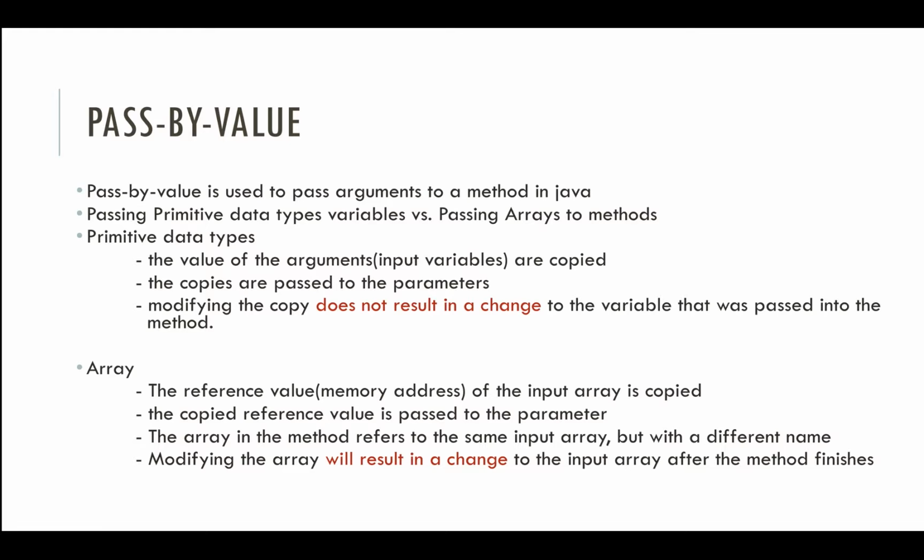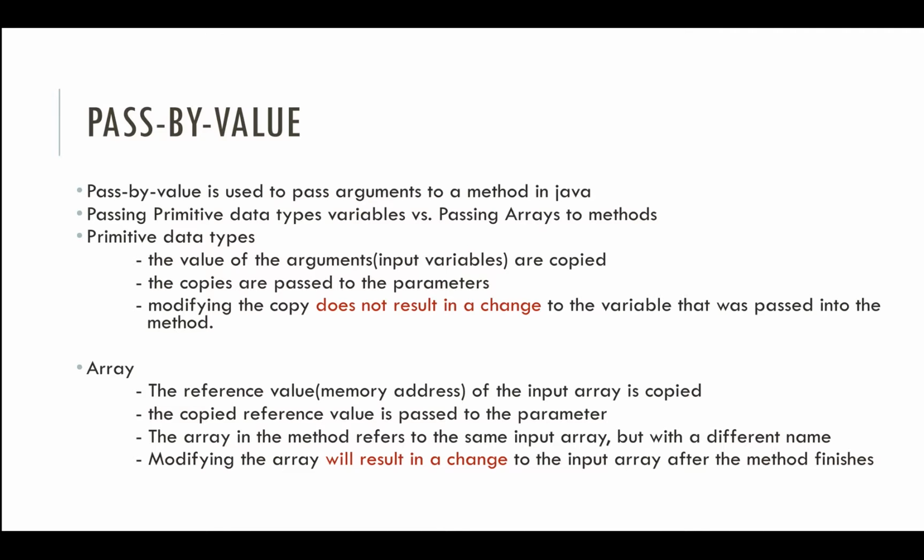Java uses pass-by value in passing arguments, which are input variables, to parameters in a method. In other words, the input variables are not directly passed to the parameter. Rather, it first creates a copy of the value of the input variable, and then that copy value is passed to the method. Pass-by value works for all variables, no matter whether the variable is of the primitive data type or is an array. However, I do have to point out that there's a slight difference between the pass-by value for primitive data type variables and arrays.